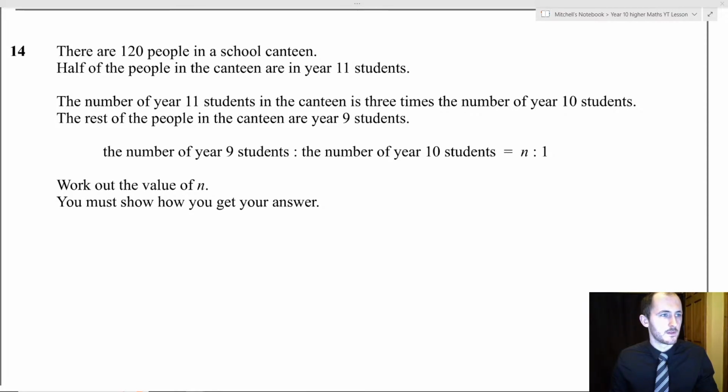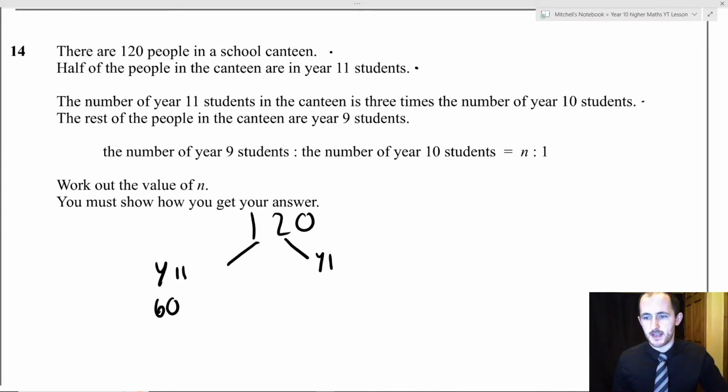Okay, cool. Sorry about that. But yeah, let's go through this then. So 120 people in a school canteen. Okay, half of the people are in year 11. The number of year 11 students is 3 times the number of year 10 students. The rest of the people are year 9. So work out the ratio of year 9 to year 10. Okay, so we have 120 people. Half of them are year 11. So if I write Y11, that is 60. And then we have year 10 and year 9.